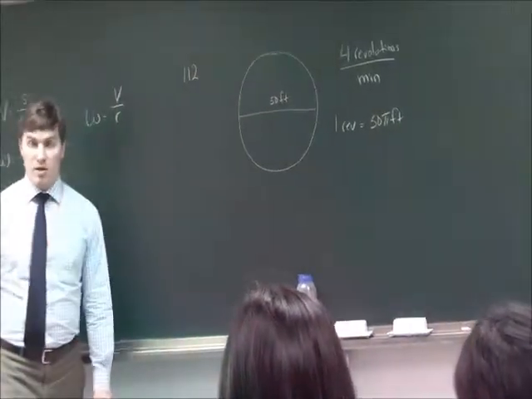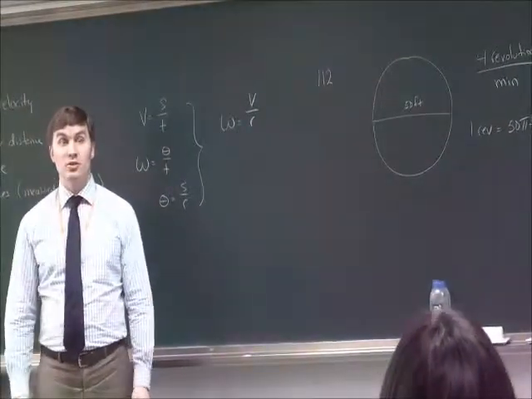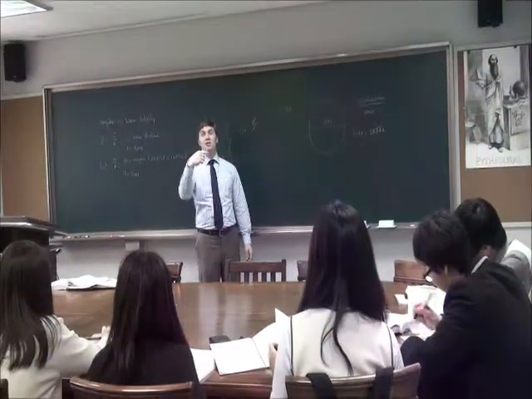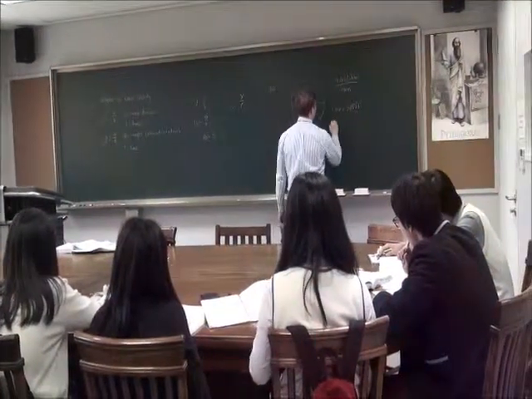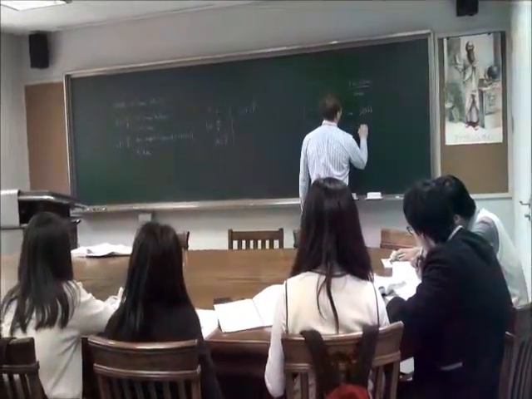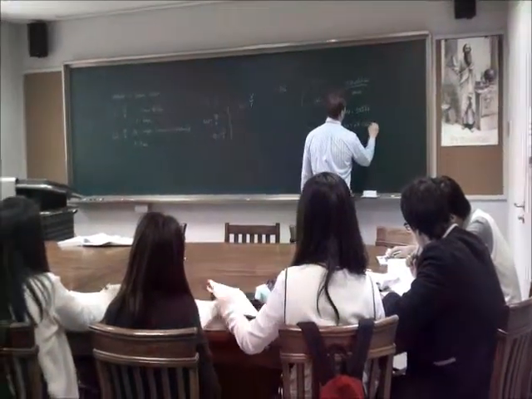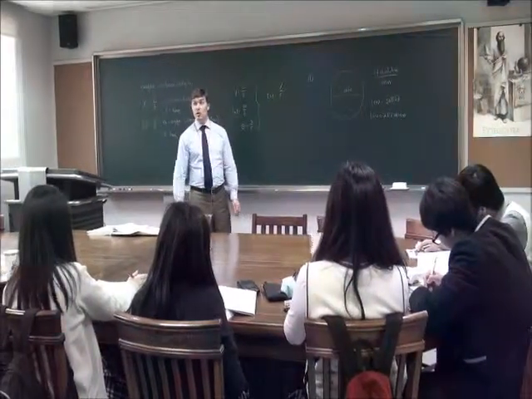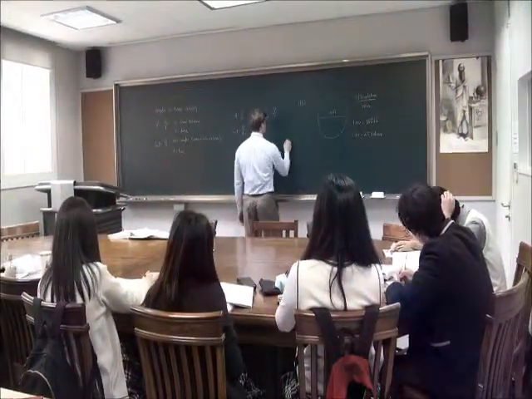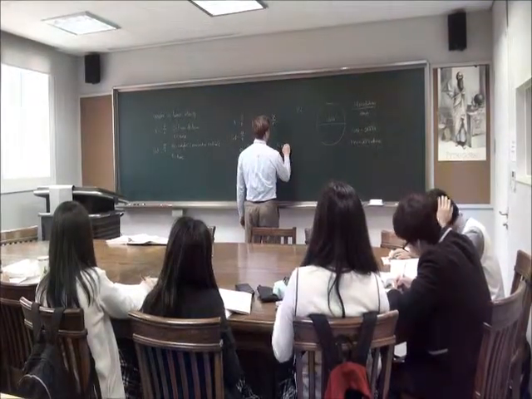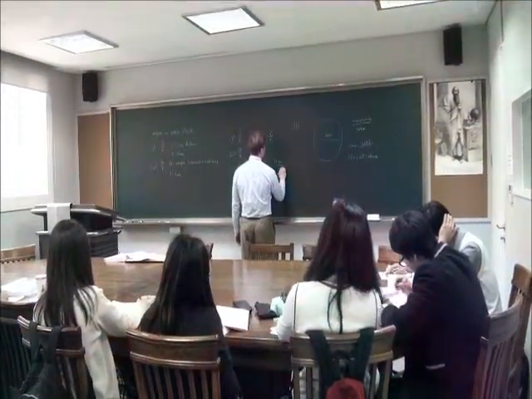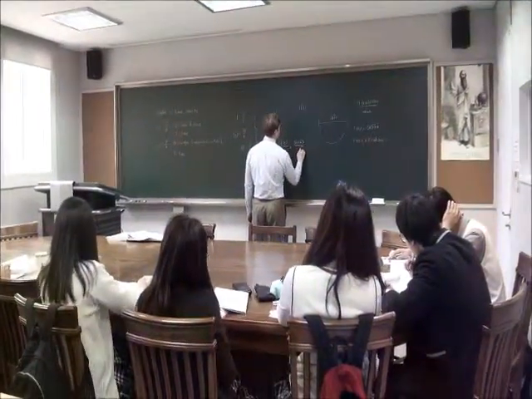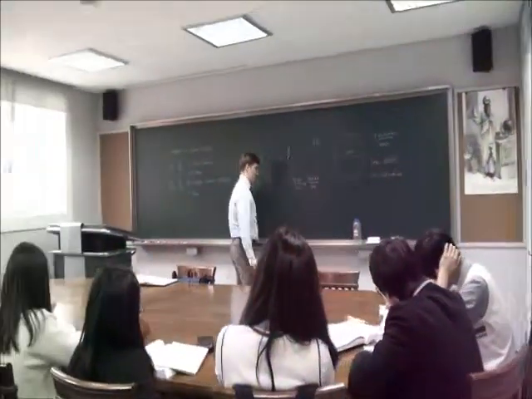Excellent. One revolution is also equal to what, Vincent, in terms of angles? 2 pi radians. Perfect. Okay. So they want to know an angular velocity and they want to know a linear velocity, right? So we can set up like so. 4 revolutions per minute times 50 pi feet per revolution.